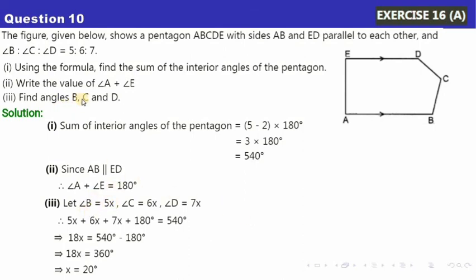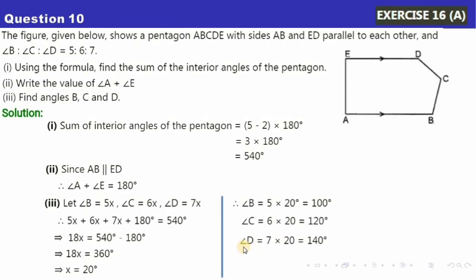So we got the value of x. Will I be able to find the value of B, C, D? Yes, definitely. B is 5x, where x is 20, so this is 100. C is 6x, where x is 20, so 6 into 20 is 120 degree. Similarly, angle D is 7 into 20, which is 140 degree. So the measures of the three angles B, C, D are 100, 120, and 140 degree. My third answer is also found.